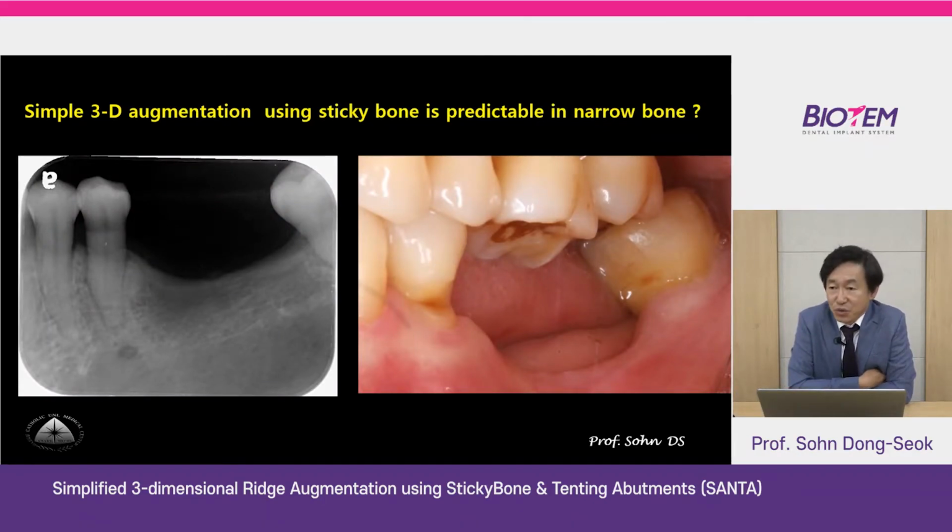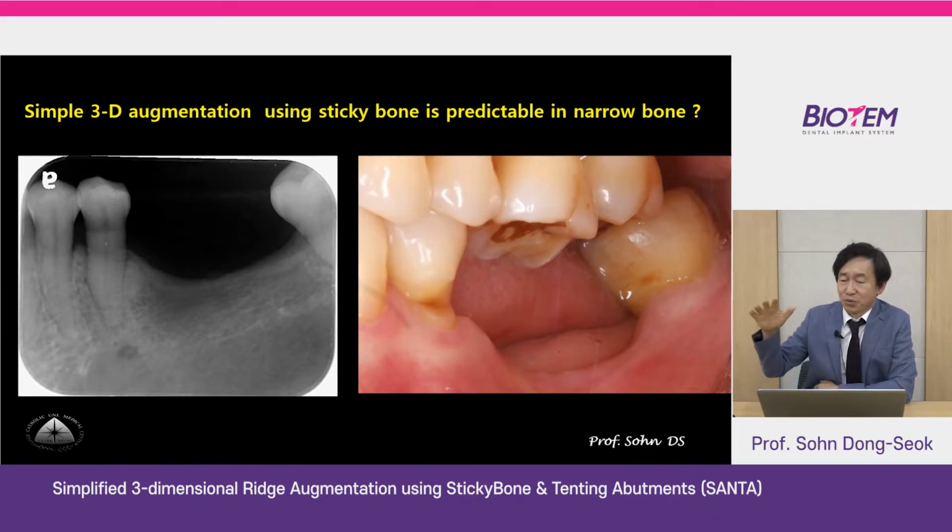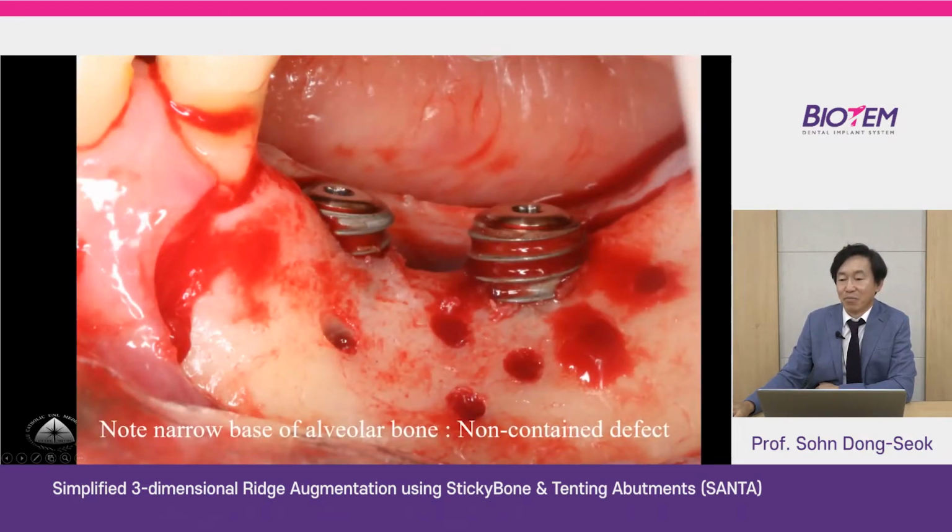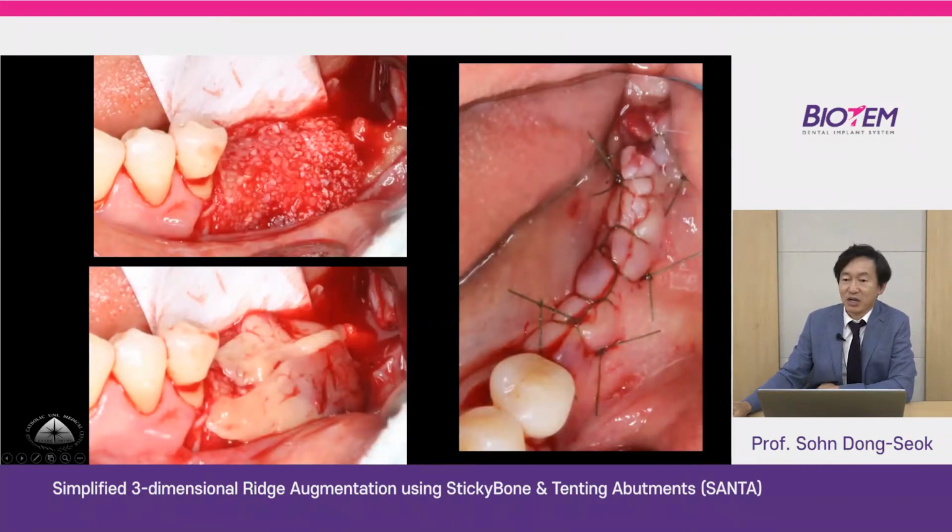Is simple 3D augmentation using sticky bone always predictable in a narrow alveolar ridge? No, I don't think so. In some cases, when the alveolar ridge is very narrow, even though I use sticky bone, the bone can migrate apically because of soft tissue pressure on the implant platform, as shown in this case. The implant was placed at the same time, as an alternative to the tenting pole screw. Take a closer look at the very narrow alveolar ridge. Sticky demineralized osteoinductive mid-tooth bone graft was done.